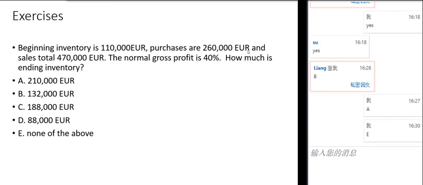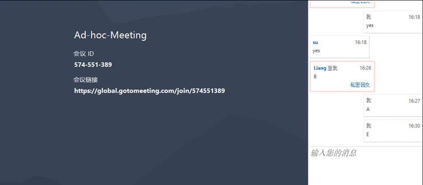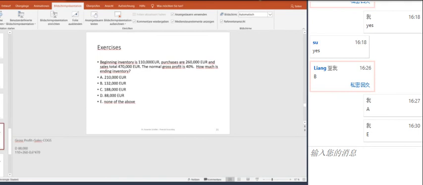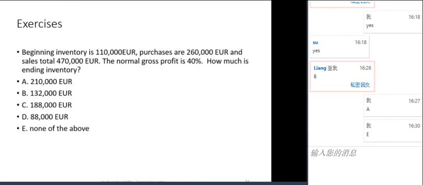Here we have beginning inventory, we have purchases, we have sales, and we have a gross profit margin, and we should calculate ending inventory. So what is ending inventory? Try to solve this one.